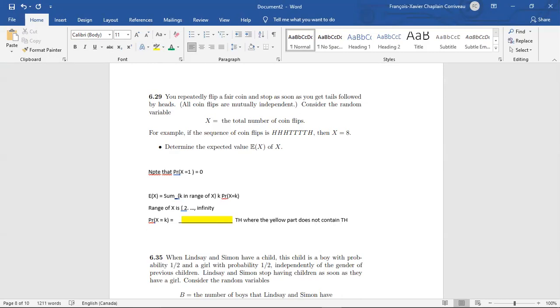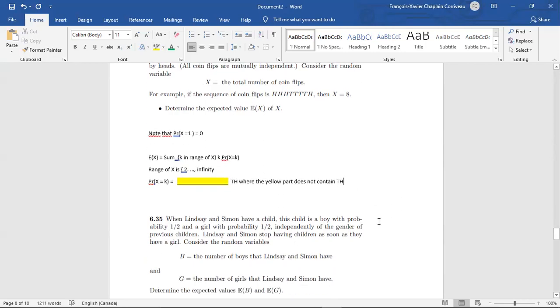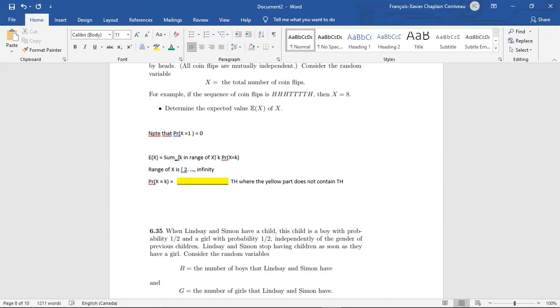So again, if you've done some other questions in your textbooks, you're starting to recognize some previous answers. So for those that maybe haven't done previous questions, still go through it. So here, I want to fill this yellow part with something that does not contain tails head. So I want this to be the first time in my sequence where I have tails head. So I think maybe the easiest thing to do is to look at the possible starts. So you have two cases, right?